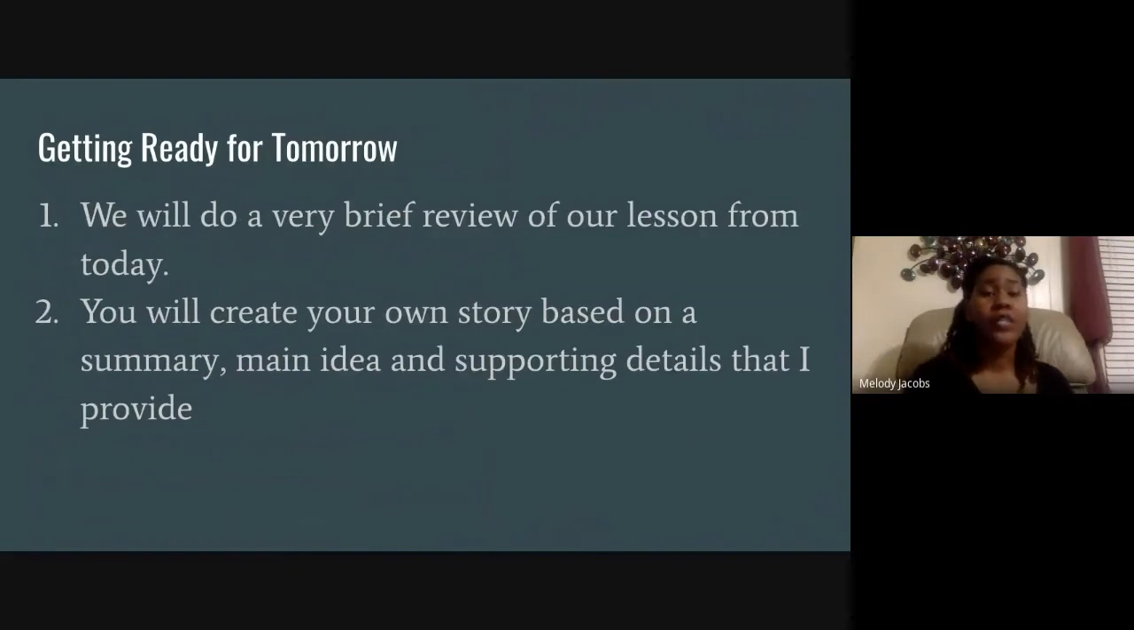For tomorrow's lesson, we will begin with doing a very brief review of our lesson from today, and then you will create your own story based on a summary, main idea, and supporting details that I provide.